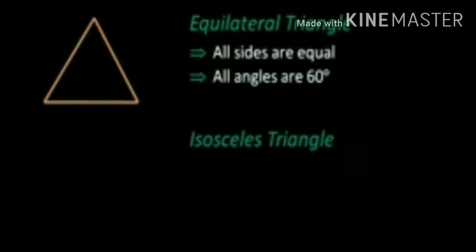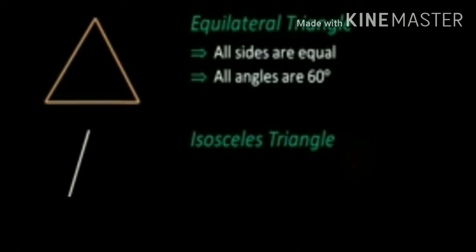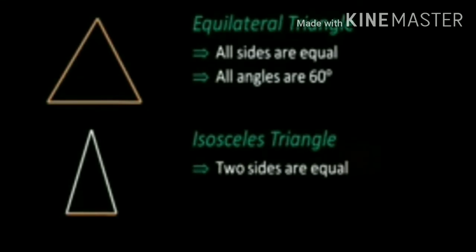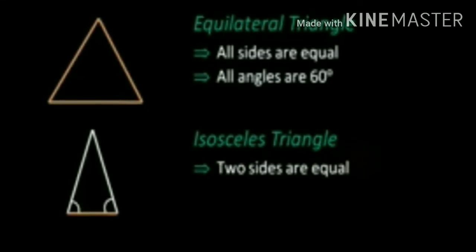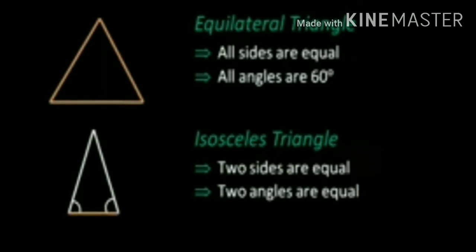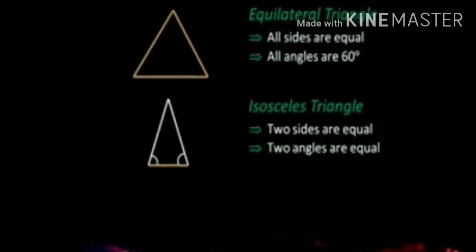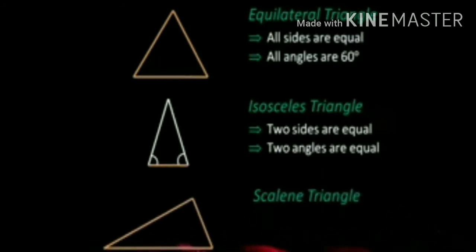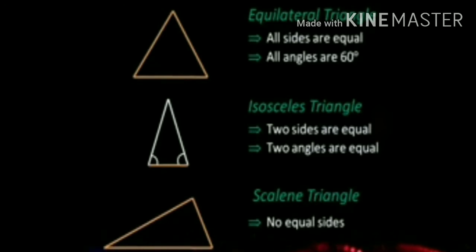Second one is the isosceles triangle. As you can see in this particular figure, only two sides are equal, that is the ones which are marked, and two angles are equal. The third type of triangle is the scalene triangle. In this particular triangle, we have no equal sides. Even the angles are not equal to each other.